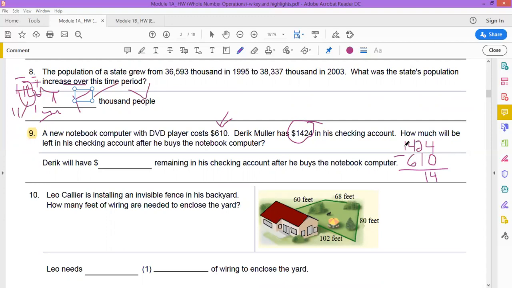We can't subtract 6 from 4, therefore we have to borrow. So we borrow from the 1, that 1 becomes 0, making the 4 a 14. And 14 minus 6 gives us 8. So this would be the balance in the account after purchasing the item. So $814 is your answer.